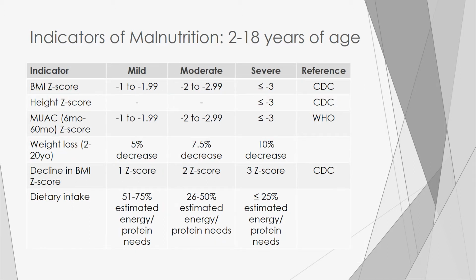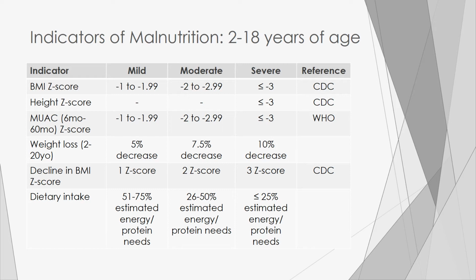If the patient is between 2 to 18 years of age, one would use these criteria to diagnose the severity of malnutrition. You will notice the criteria are very similar to those in the last slide. However, BMI is used instead of weight for length. Again, it is important to note that weight z-scores cannot be used to diagnose malnutrition. Instead, for this age group, you would use the BMI z-score.